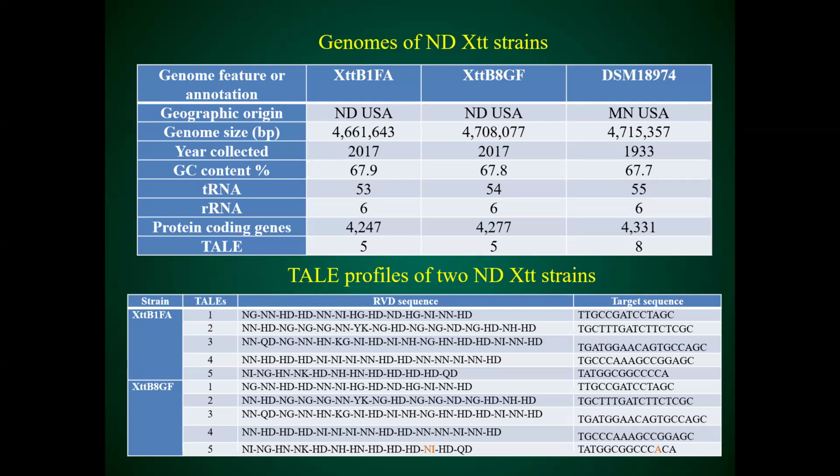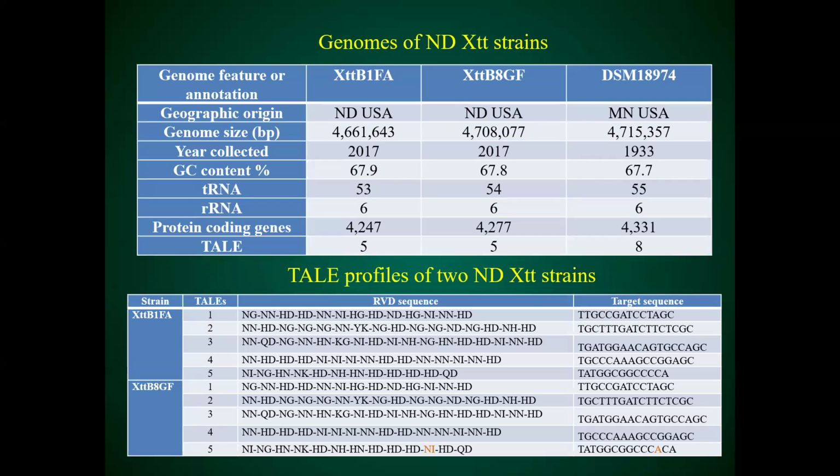So those RBD, usually those effectors use those RBD amino acids to bind to the promoter region to turn on those susceptibility genes. So based on those RBD sequences, we can predict the target sequence in the host. We try to use that target sequence to search the barley genome to see which genes have that kind of target sequence.